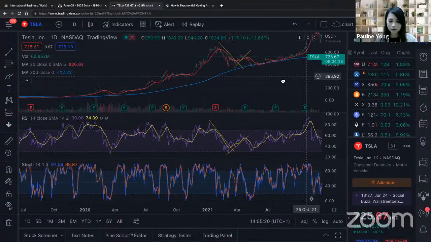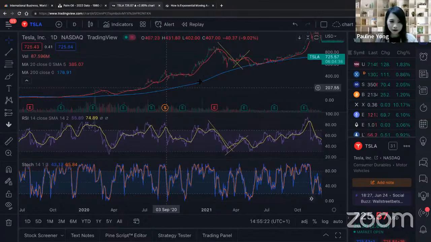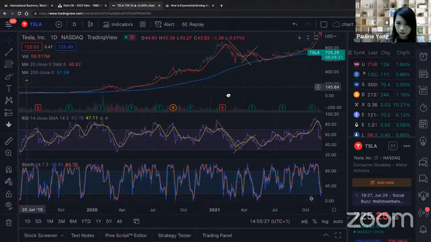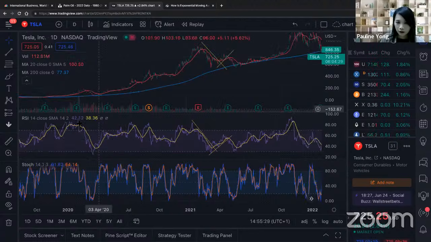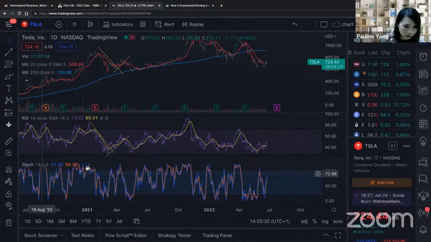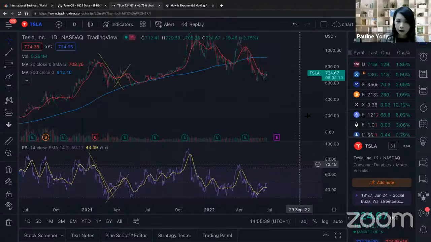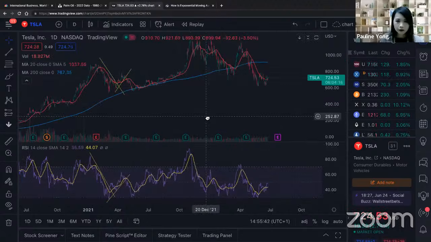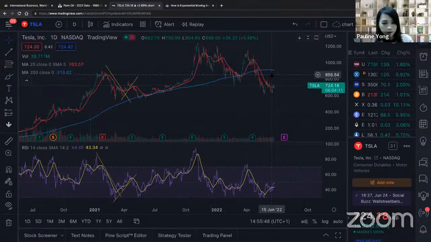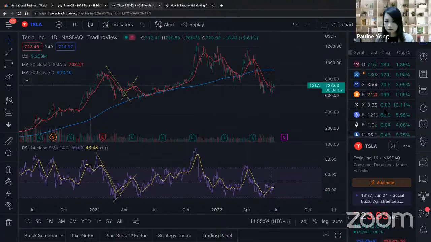Anybody holding Tesla stock? Let's see. Do you see that? Let me cross out this stochastic. What do you see here? First, the 200-day moving average, is it above or below? Is it bearish or bullish at the moment? What do you think about this chart?